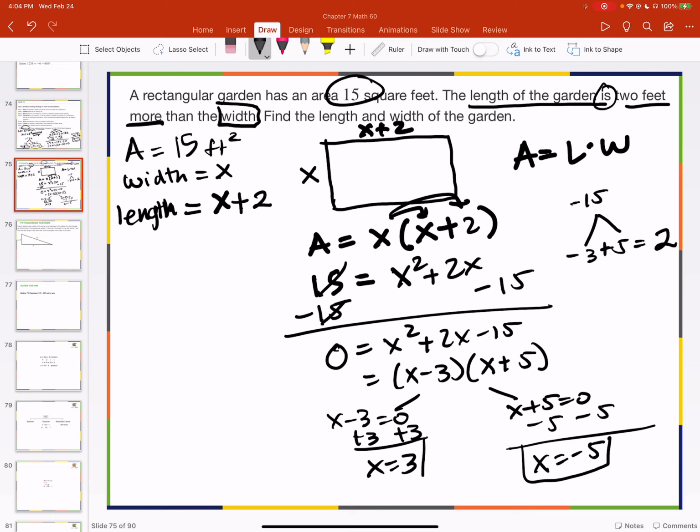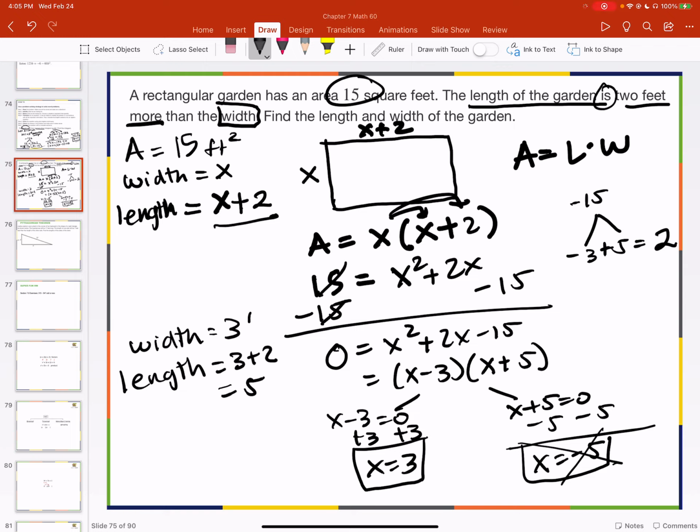Now, let's think for a second. Okay, stop for a second. So we're talking about length and width. That's a distance. Currently, in pretty much everybody's understanding, distance is always positive. It's a measure. If you're not talking about direction, then we're just talking about the distance. So we can cancel out that answer. And so finally, x is 3, so that means that our width is 3, but then our length, which is x plus 2, is going to be 3 plus 2, which is 5 feet, of course, feet.